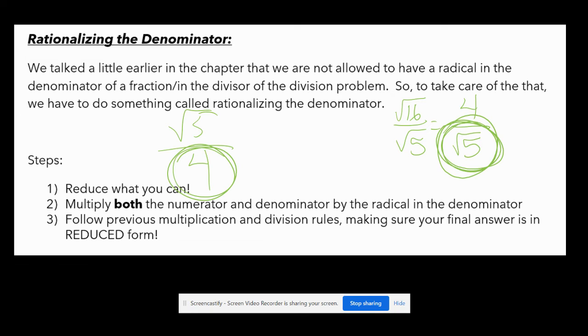And so we're going to do something called rationalizing the denominator. The first thing you're going to do is reduce whatever you can reduce out of the problem. Then we multiply the top and this is a fraction, so we're multiplying the top and the bottom by whatever that radical is in the denominator. And then we follow the multiplication rules that we had before to make sure that we have an answer and it's in reduced form.